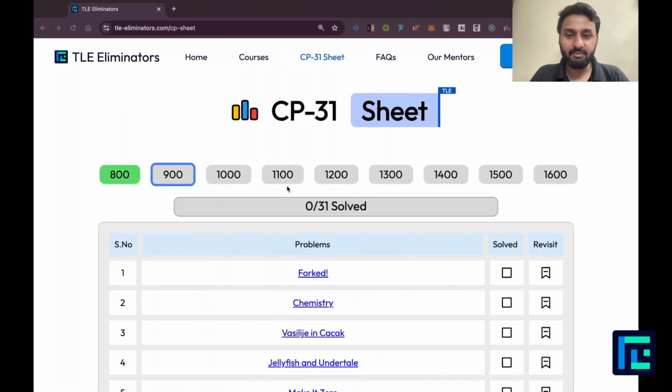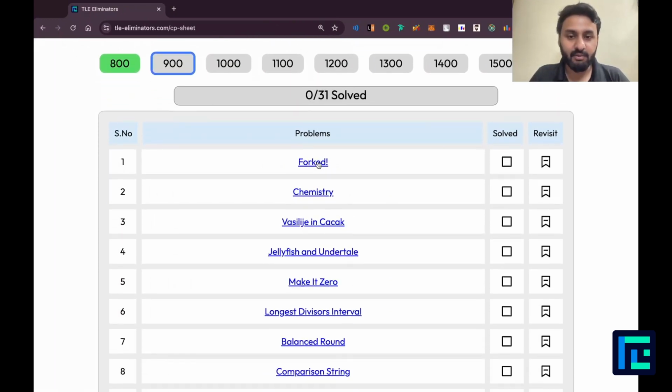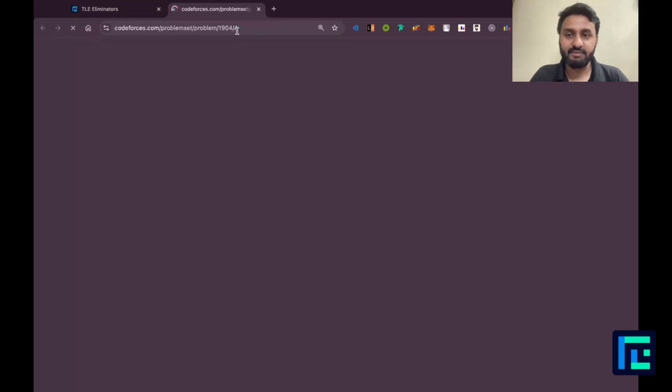Let's go. So I'll be moving on to my CP-31 sheet over here, ticked off the 900 rated parameter. First problem, Forked. Let's open this problem.